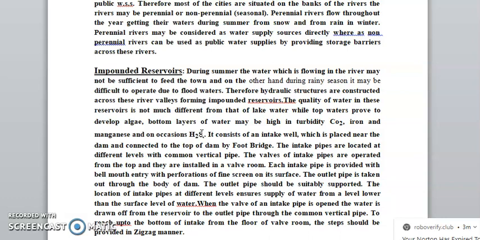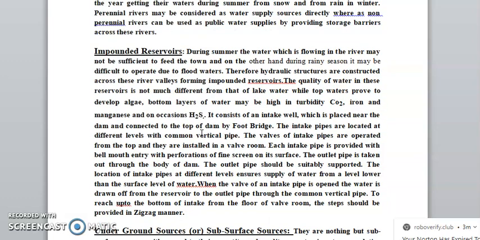supported. The location of intake pipes at different levels ensures the supply of water from a level lower than the surface level of water. When the valves of an intake pipe are opened, the water is drawn off from the reservoir to the outlet pipe through the common vertical pipe to reach up to the bottom of the intake flow from the valve room. The steps should be provided in zigzag manner.